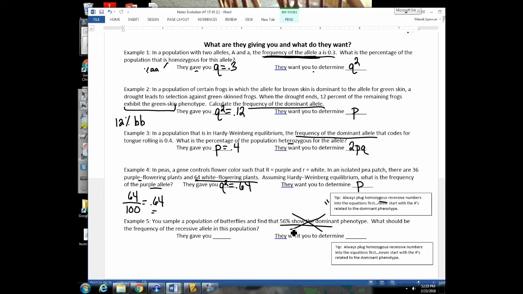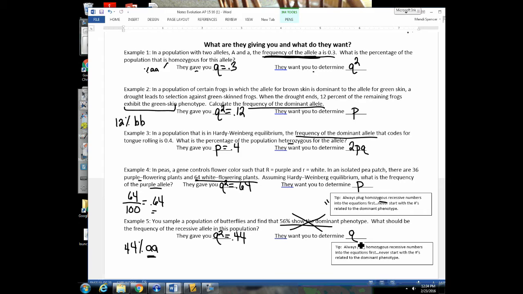That means 44% is showing the recessive phenotype. That means 44% are little a, little a. So what they're giving you is q squared, because that's the percent of the population, the frequency of the population that is homozygous recessive, equals 0.44. It says, what is the frequency of the recessive allele in this population? Then they're trying to get you to solve for q.